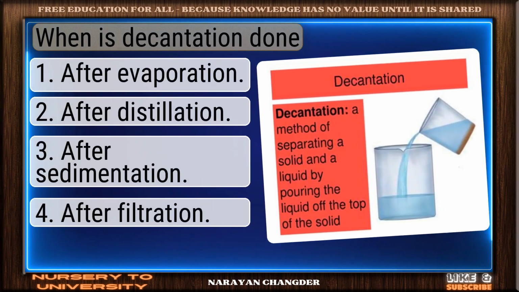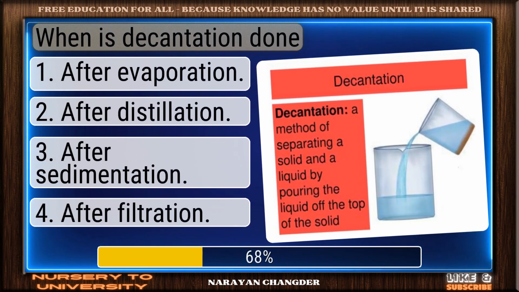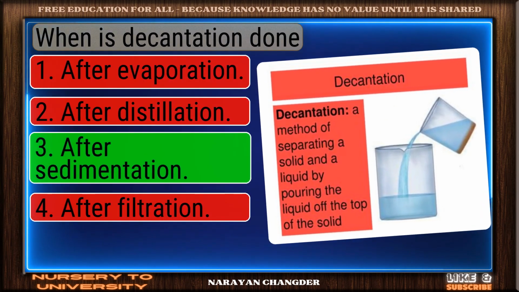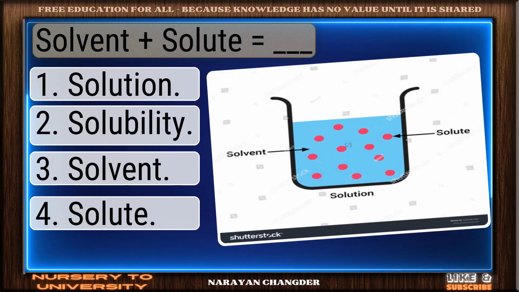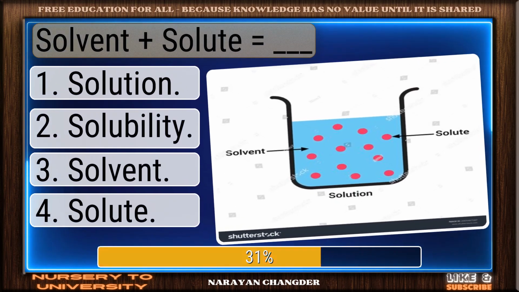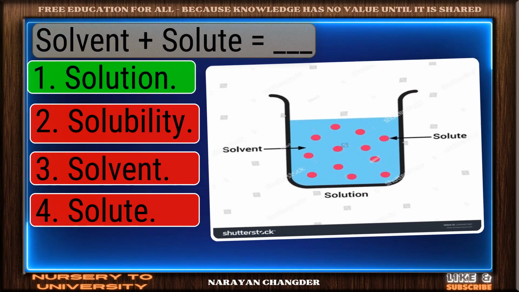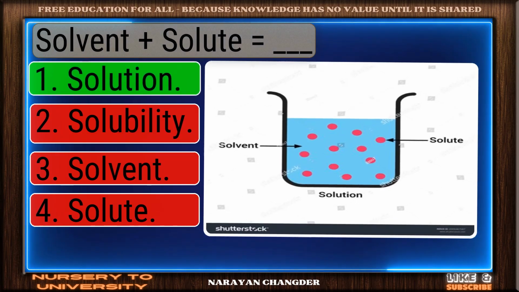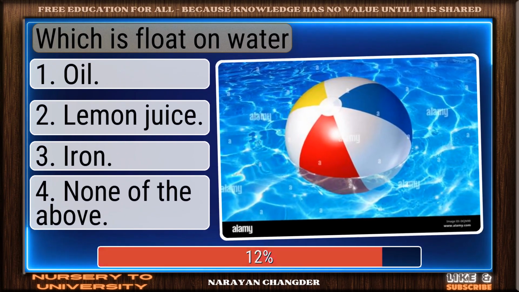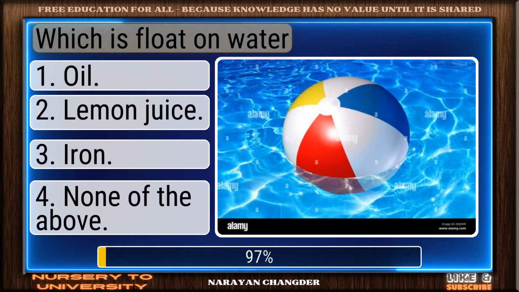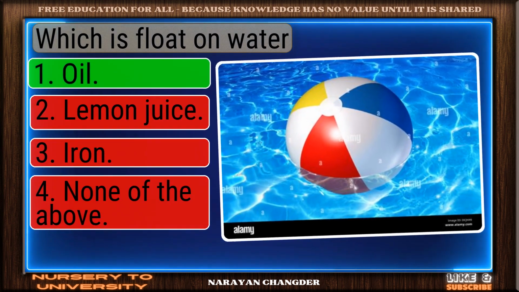When is decantation done? Smart pick. After sedimentation is the correct choice. Solvent plus solute equal to dash. Good job. Your answer, solution, works well here. Which is float on water? Right again. Oil is a valid answer.